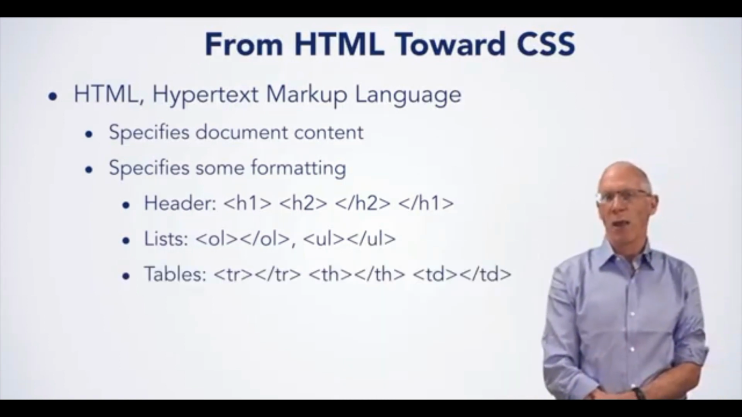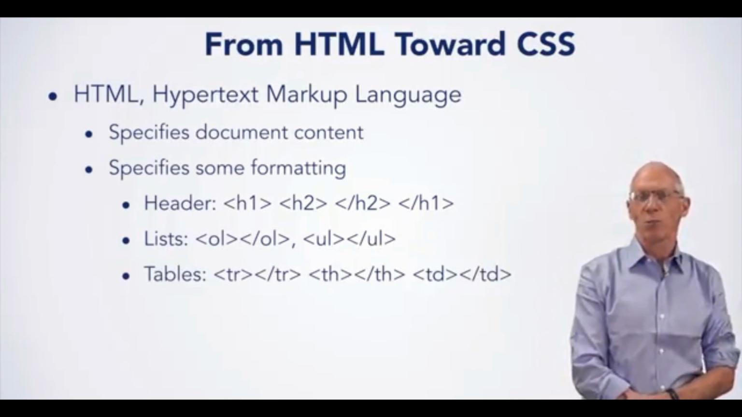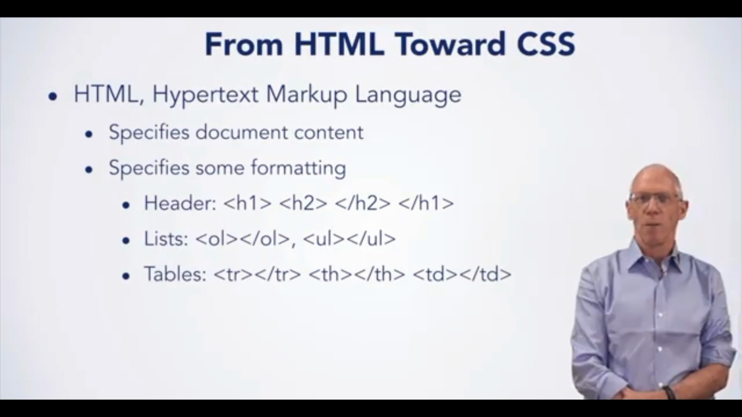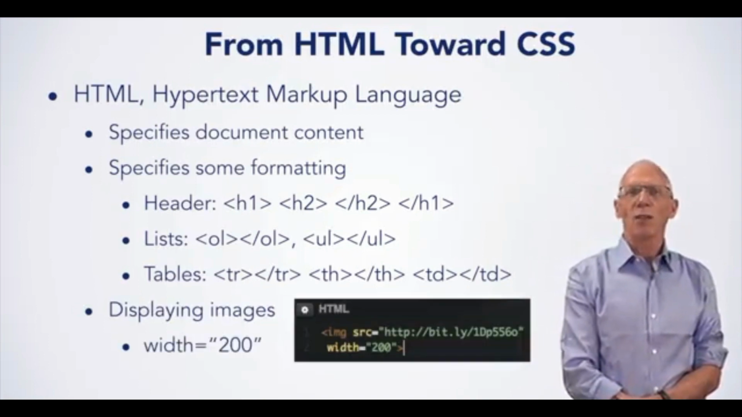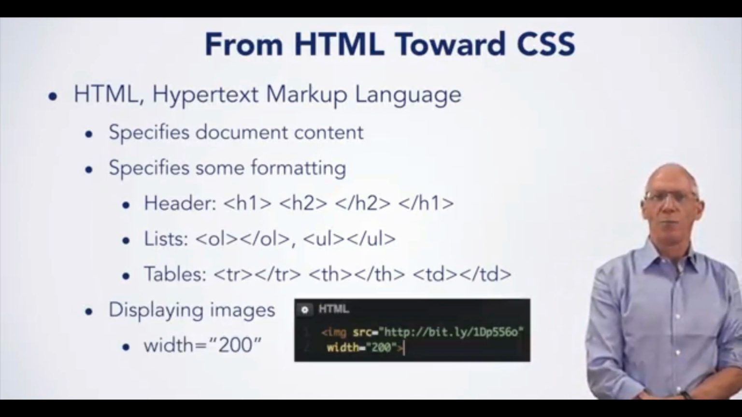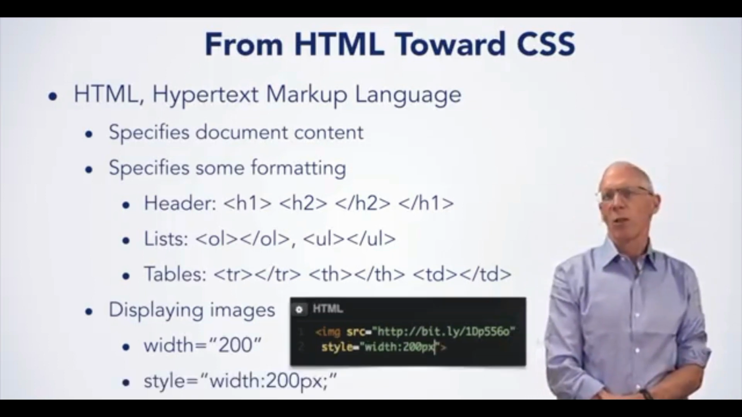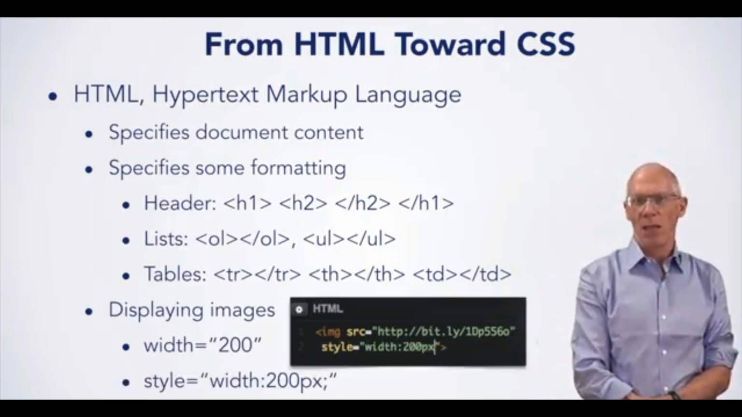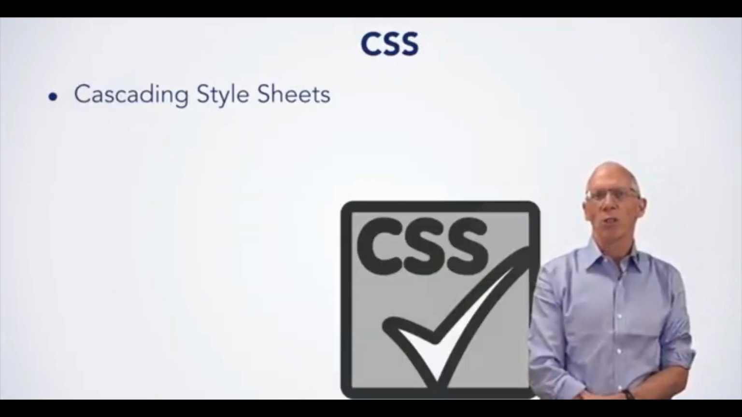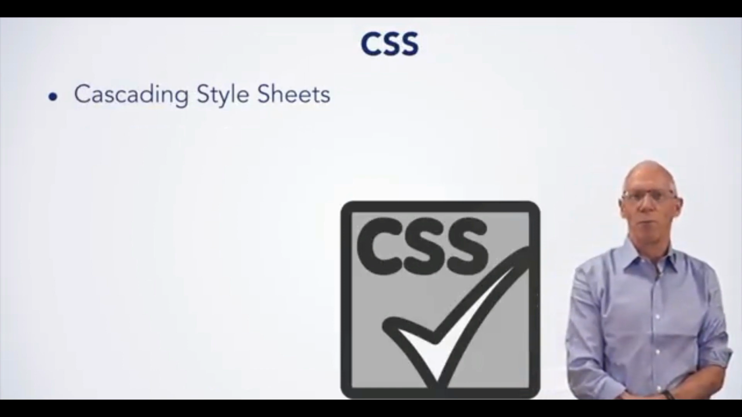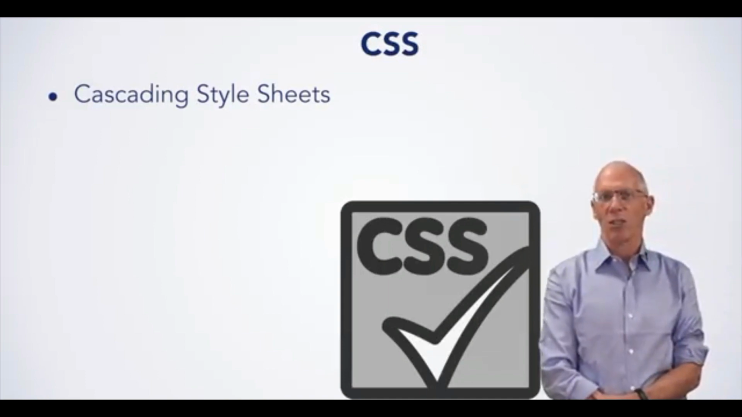Tables are also formatted using HTML, as you've seen, with the many tags that are used to build a table for displaying data and other information. Images are displayed using HTML, and you've seen that the width of an HTML image, or IMG tag, can be specified using the width attribute or specifying the width using a style addition to the HTML tag. These style and width modifications are examples of what's called CSS to style a web page. CSS is an abbreviation, or an acronym, for Cascading Style Sheets.